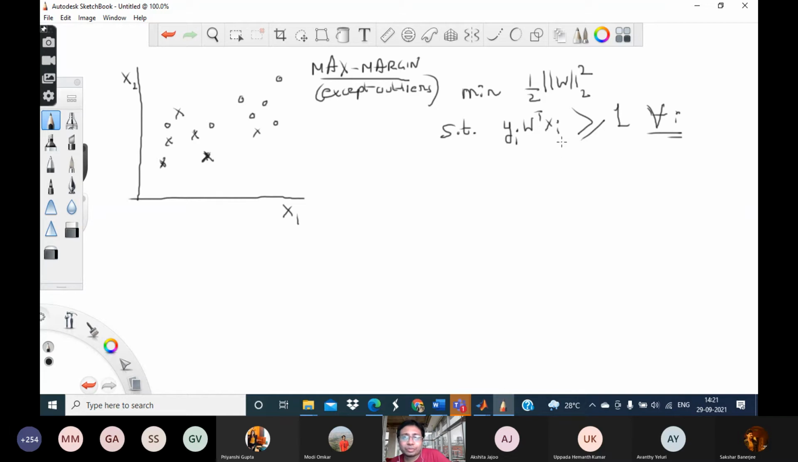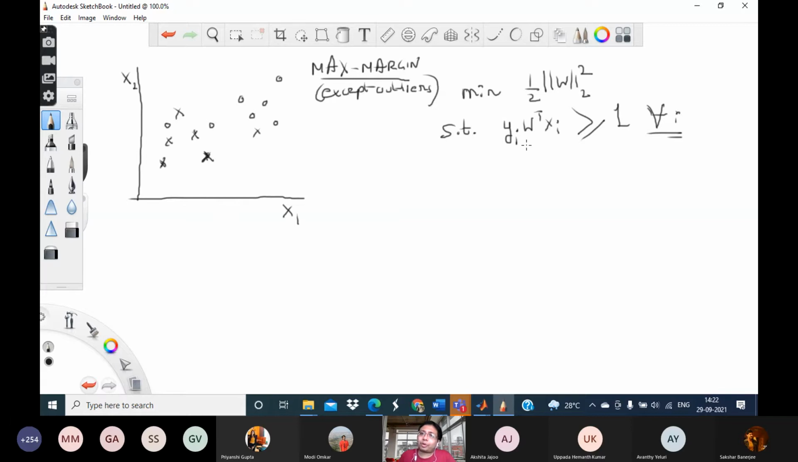The problem is that we know this data set contains outliers. Those points are outliers, which means it is not possible for any linear classifier W to classify them correctly. So whatever W we consider, this will not be satisfied for the outlier points. For the non-outlier points, yes, it may be satisfied, but for the outlier points, it will not be.